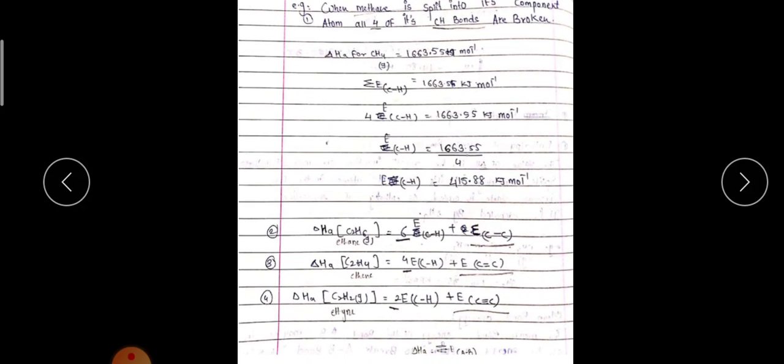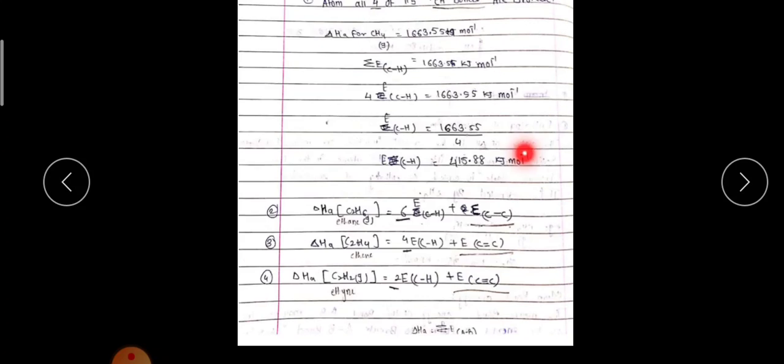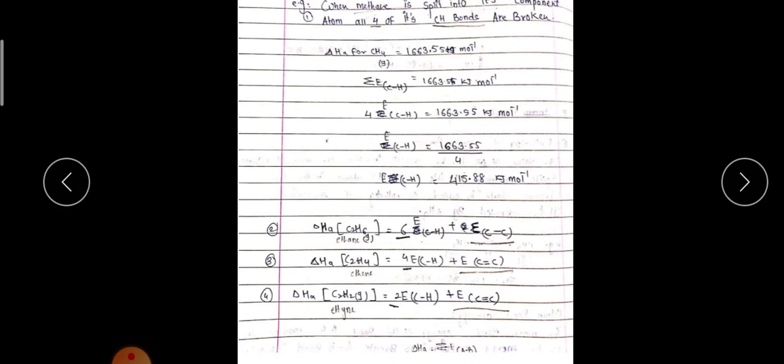Then you can take the mean, that is nothing but the sum of all these, which gives delta HA. Here methane is split into its component atoms, all four of its CH bonds are broken, so you can write this energy for all four bonds. Dividing by 4 you get the energy for individual bond breaking, 415.88 per mole. Here ethane is given, then ethene and ethyne. You can see how that particular bond breaking energy we have written.